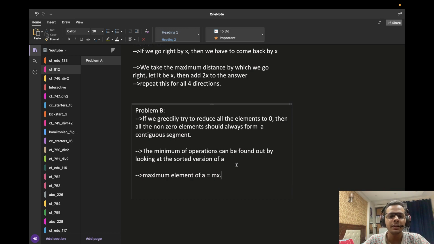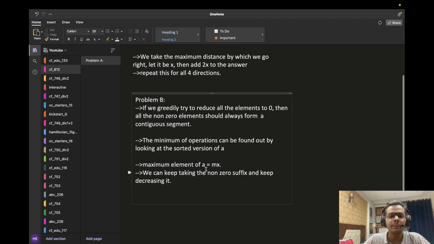But if the array is sorted, then we can just keep taking the suffix which is non-zero, and keep decreasing it, right? If we do this, we are sure that in exactly mx operations our array will become exactly 0, and so this is the minimum number of operations which is required. Now our task is to tell whether or not in our given array A we will take mx operations or we will take more than mx operations.